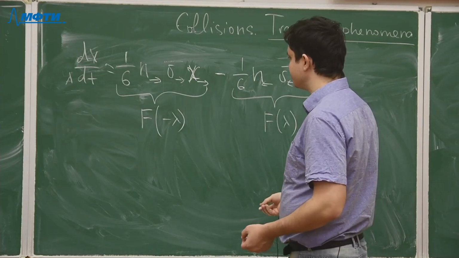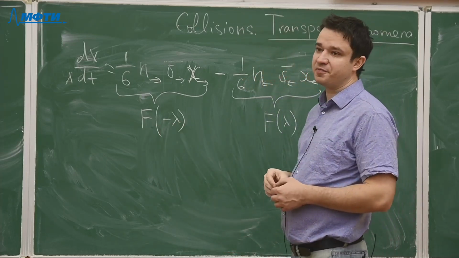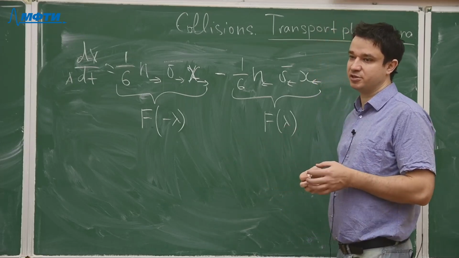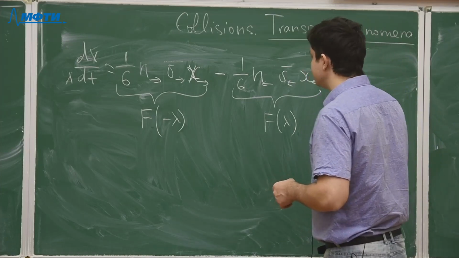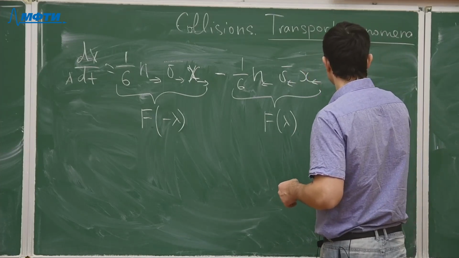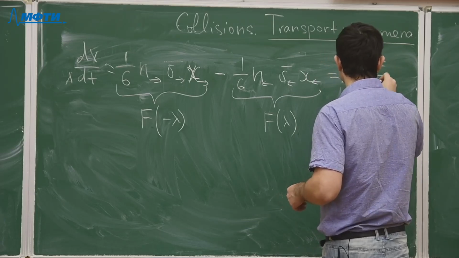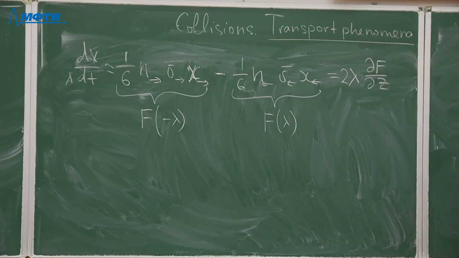So I need to subtract f of minus lambda minus f of lambda, and assuming that my lambda is very small, so that all of the macroscopic properties of the system change only very slightly, then I can write that this is actually equal to 2 lambda multiplied by the partial derivative of f over z. Okay, so as you see, this is where I get this partial derivative of something over z.